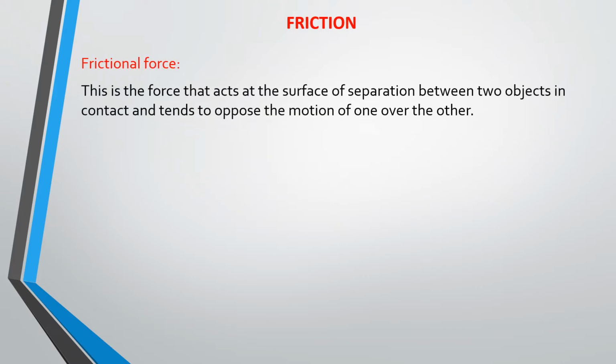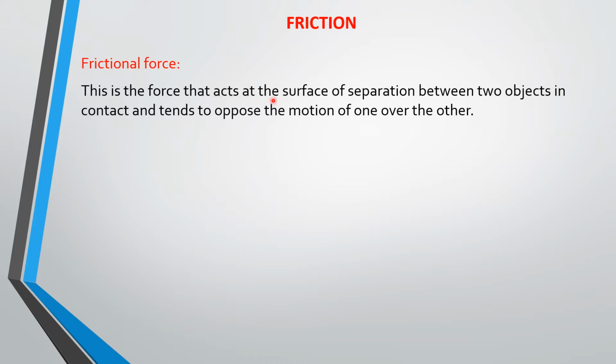Okay, so we are looking at friction. So what is friction? In our previous class, when we discussed causes of motion, we mentioned friction, and we said that frictional force is that force that opposes the motion between two bodies that are in contact. So when two bodies are in contact and you want to pull them over one another, the force that opposes their motion is called frictional force.